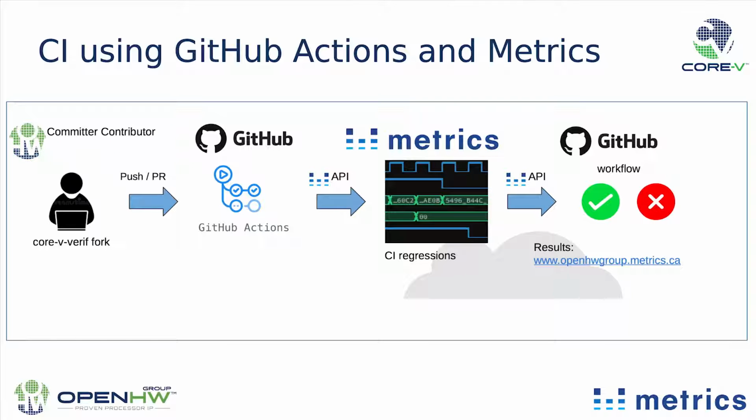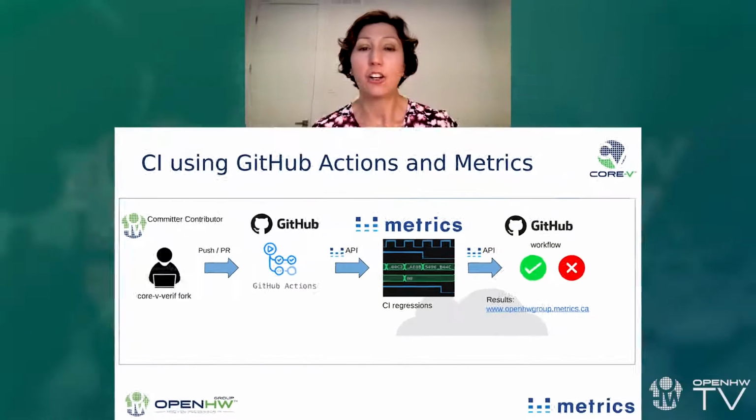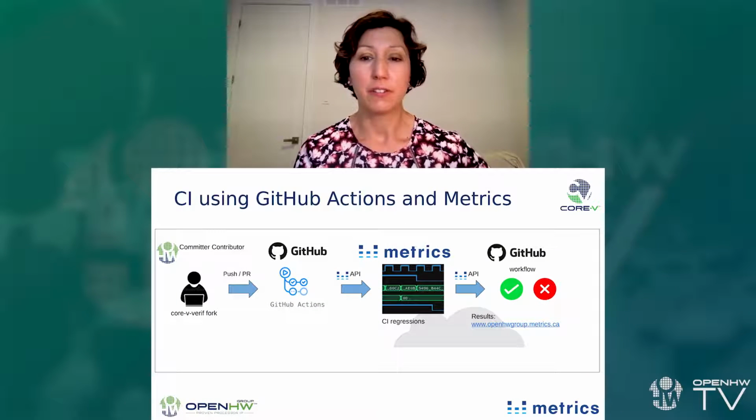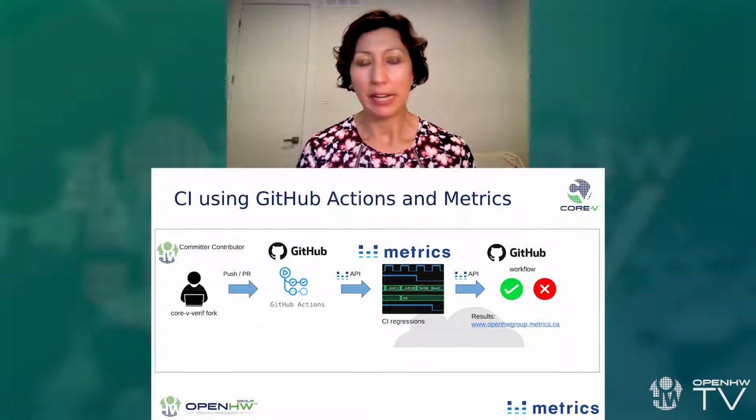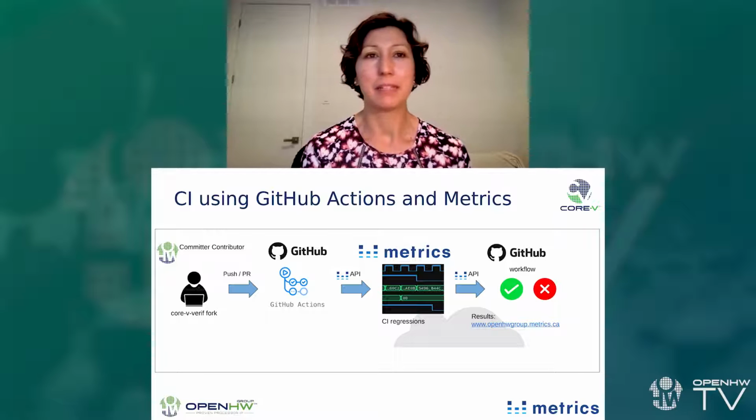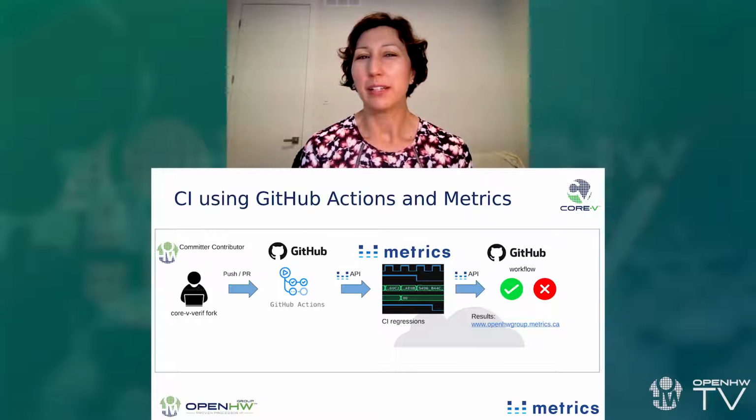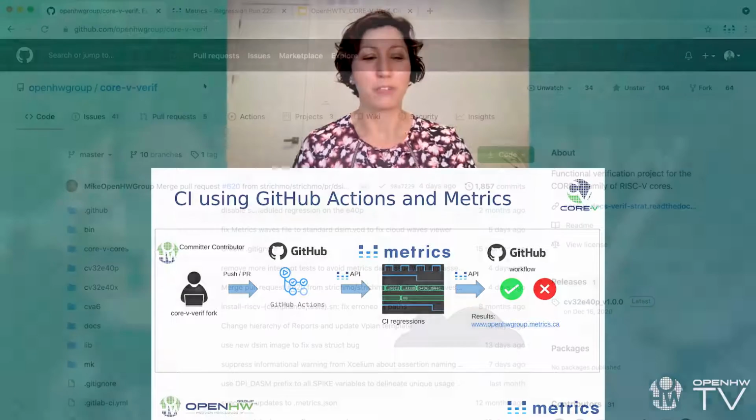If any test has failed in any regression, the GitHub workflow will fail and the user will be notified. If all regressions pass, then the workflow also succeeds. In all cases, the results are available on the website openhwgroup.metrics.ca, and they're available for anyone who's an OpenHW Group member to access. And with that, I'm going to show you a quick demo of this workflow.